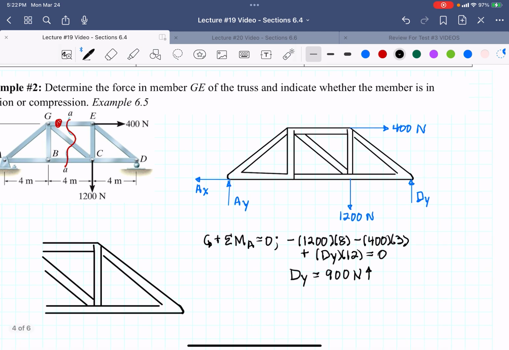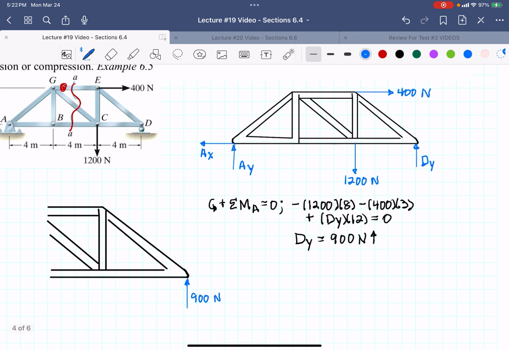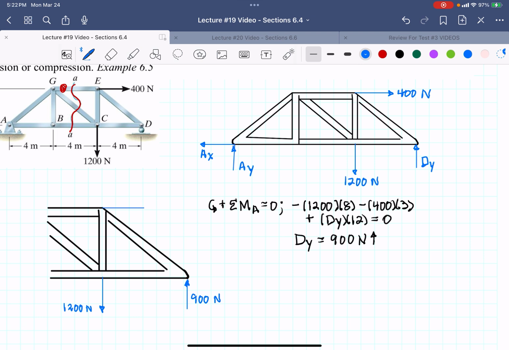So now I can draw my cut portion of the truss. So I'm only going to draw the forces that are on the right side of this. So I solve for D of Y. So I'm going to put it over here at the corner. And we said it was 900 newtons. And then I've got a force here going down. That is worth 1,200 newtons. I've got a force here going to the right, which is 400 newtons.